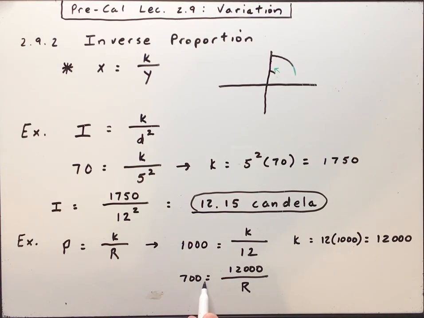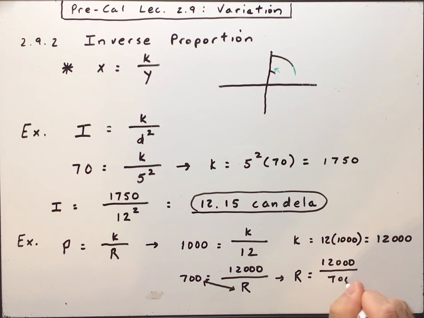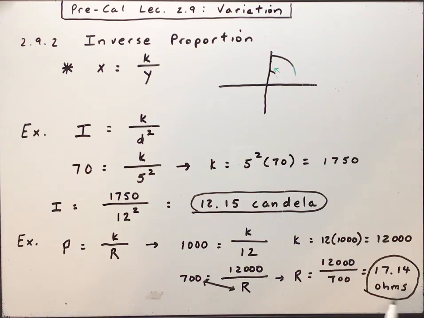Algebraically, if we're solving for the variable on the bottom, we just switch those two. So R is equal to 12,000 over 700. So 12,000 over 700 is 17.14, and the unit for resistance, it says in the problem, is ohms. That's just named after a person. The symbol for ohms, if you ever take physics, you'll see is that, kind of an upside down horseshoe.